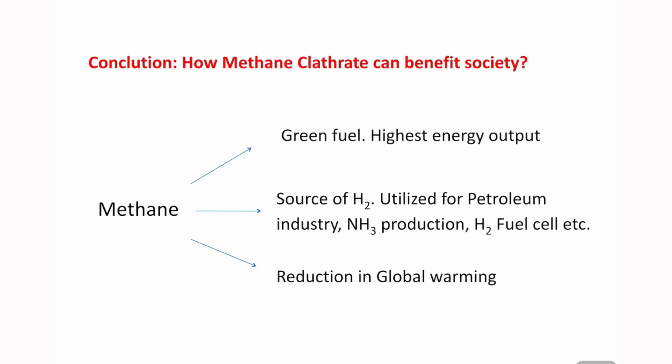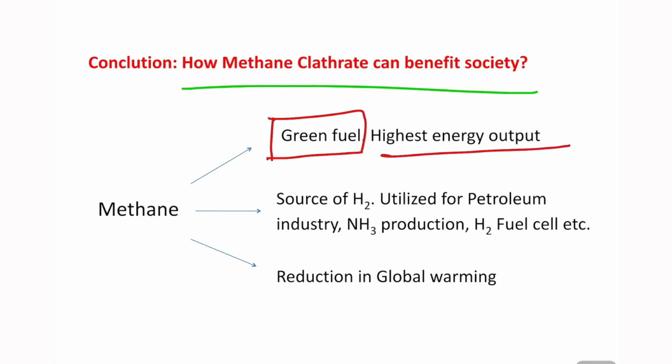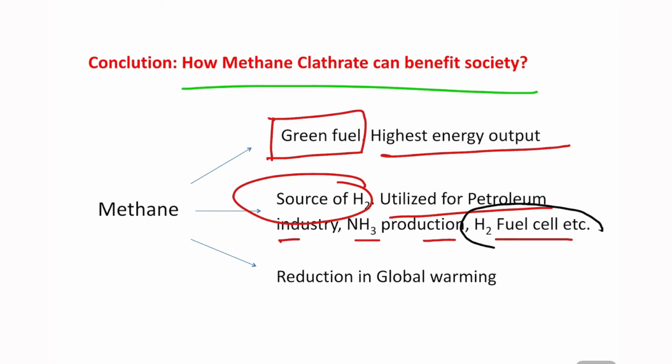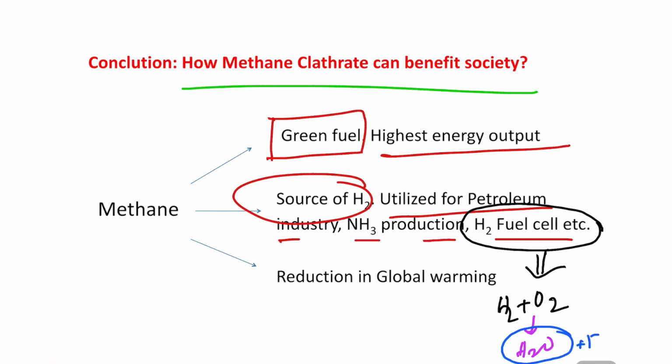Now in conclusion we can say how methane can benefit society. A simple question from everyone's point of view. First of all, it's a green fuel, methane, with the highest energy output itself. It is a source of hydrogen utilized in the petroleum industry, ammonia production, hydrogen fuel cells, etc. This is another interesting point, student. If you can prepare hydrogen from methane, it could be used in a fuel cell. In a fuel cell, this hydrogen reacts with oxygen and produces water. And we know that water is a benign molecule. In this case it will produce energy, and that energy is utilized for cars in the fuel cell.